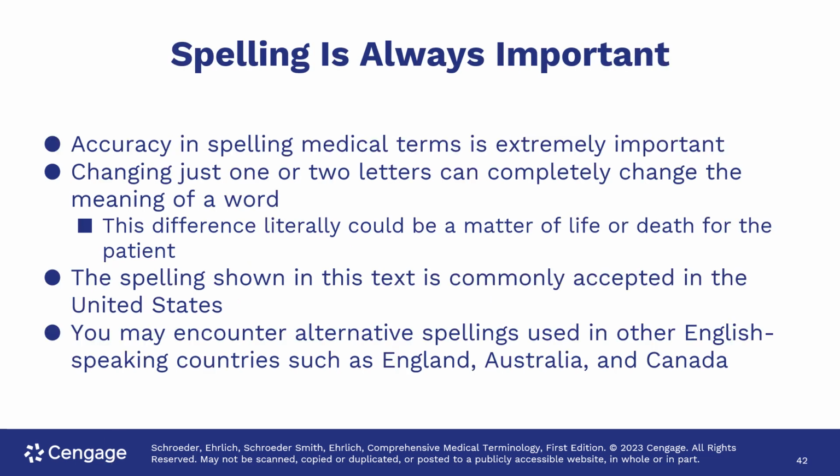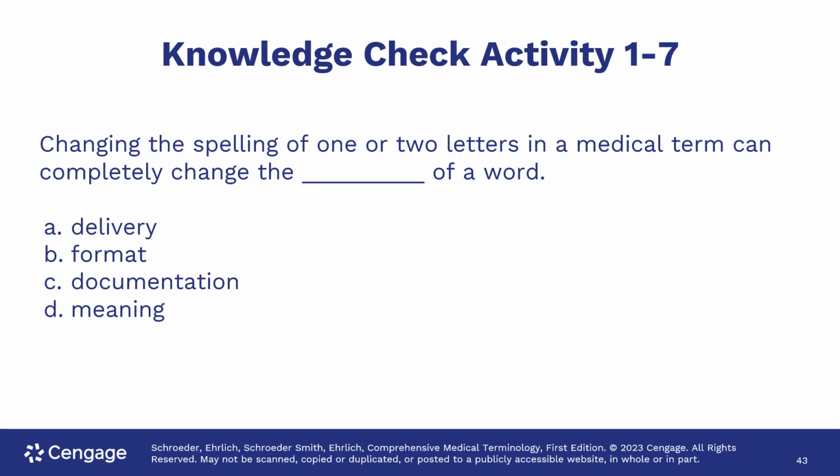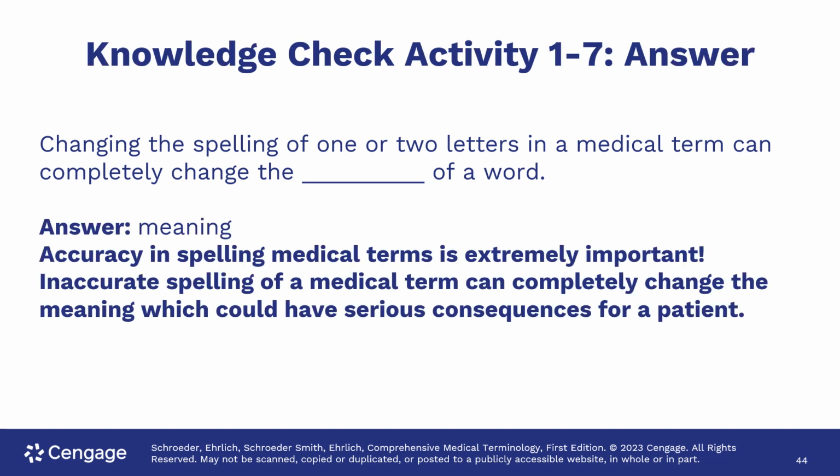Again, spelling is super important. Misspelling a word can completely change the meaning, which could completely change the information you are relaying about your patient or telling your patient. Changing the spelling of one or two letters in a medical term can completely change the delivery of a word, the format of the word, the documentation of a word, or the meaning of a word. Accuracy in spelling medical terms is important. Inaccurate spelling of a medical term can completely change the meaning, which could have serious consequences for a patient.